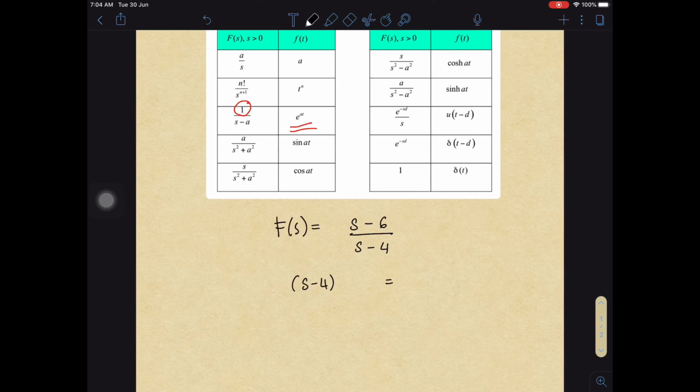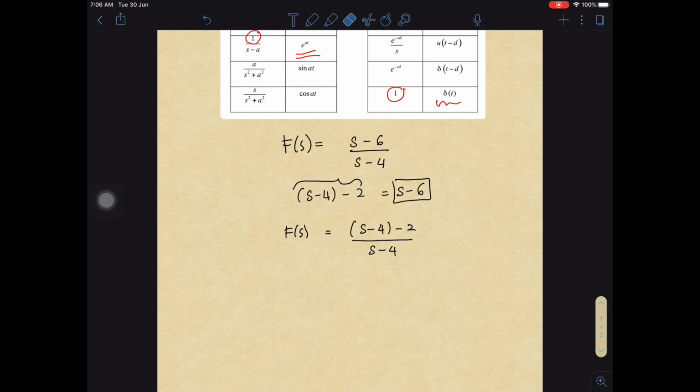But now your numerator is equal to s minus 6. So how from s minus 4 do you get s minus 6? By minus 2, right? Because when you open the bracket, s minus 4 minus 2 is equal to s minus 6. In other words, s minus 6 can also be written as s minus 4 minus 2. Therefore, let's replace the numerator. So now you have your F(s) equal to s minus 4 minus 2 over s minus 4.